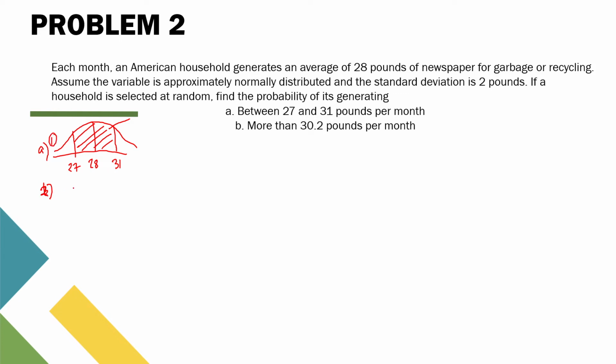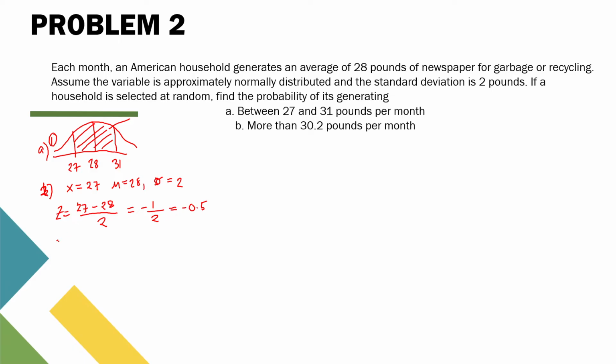And step number 2, we have to transform x equal to 27. So z is equal to x minus mu, where mu is equal to 28 and our SD is equal to 2 pounds. So 27 minus 28 over 2, which is our standard deviation. This is negative 1 over 2, or negative 0.5. So this is a z value.